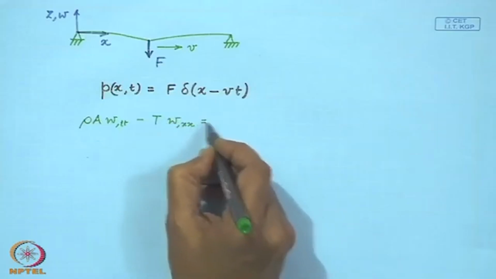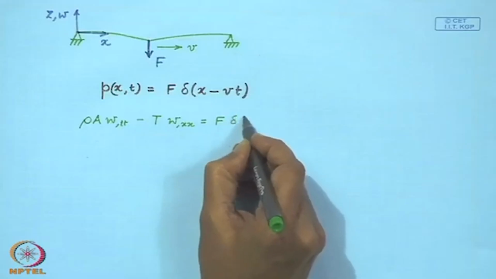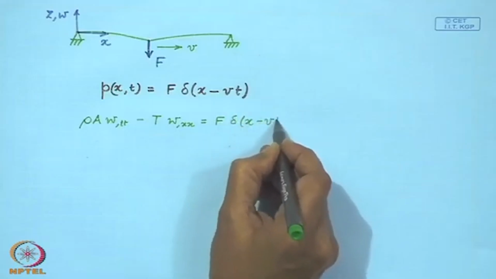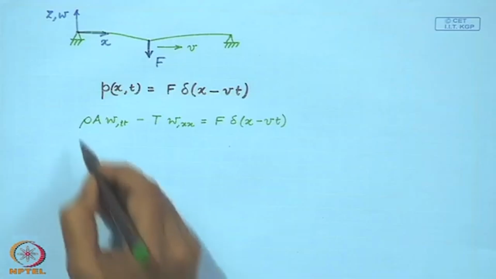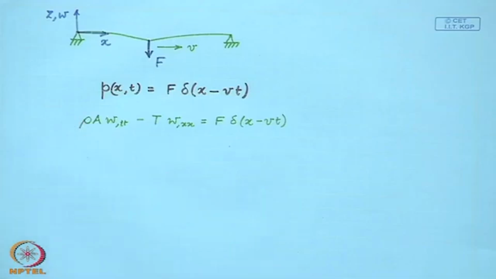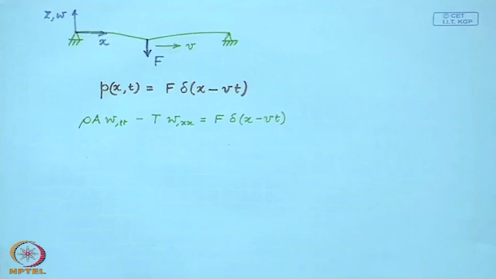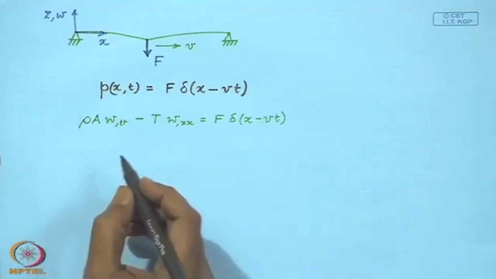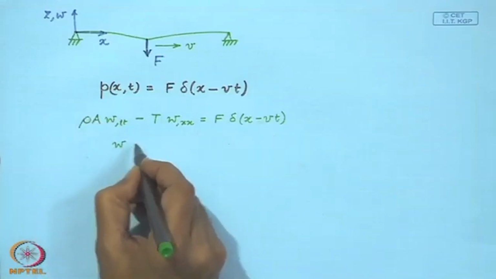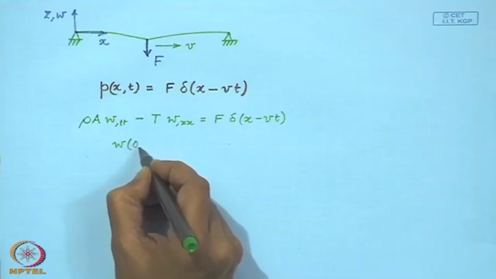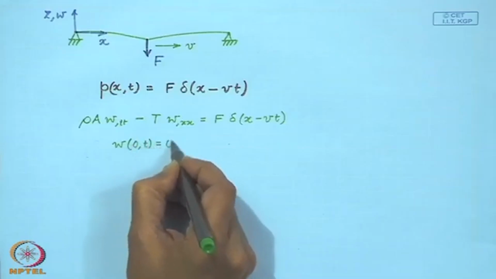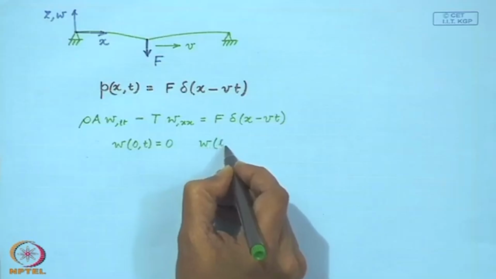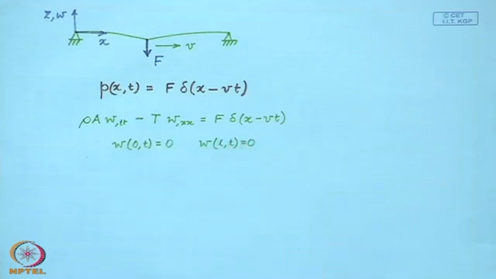So, therefore, we can write the equation of motion for the cable car problem in this form. And with every problem, of course, comes the boundary conditions. So, as we have discussed, so we have geometric boundary conditions in this case.